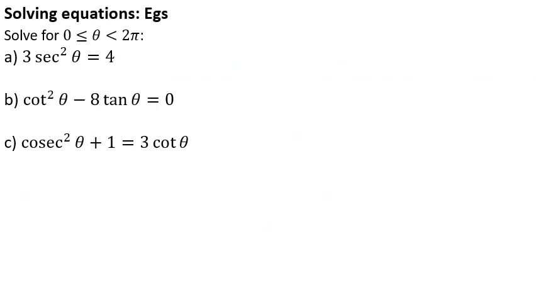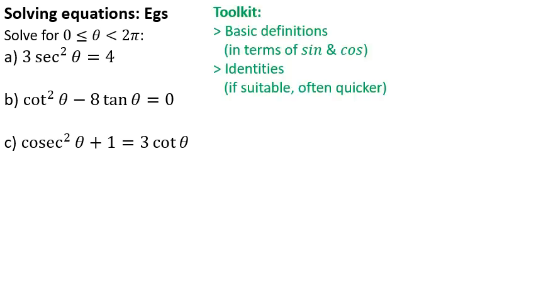Right, now we're going to look at some equations. I've chosen a few examples that I feel are slightly different to each other so that you can have a slightly clearer sense of which different techniques might be useful in different situations. To start with, the toolkit. You have your basic definitions. What I mean by that are things like cot is cos over sine. Tan can be written as sine over cos. Sec and cosec are 1 over cos and 1 over sine respectively.